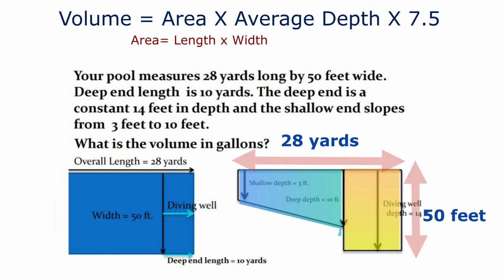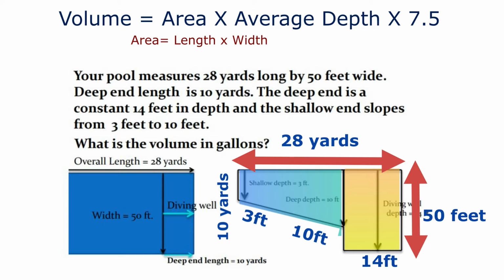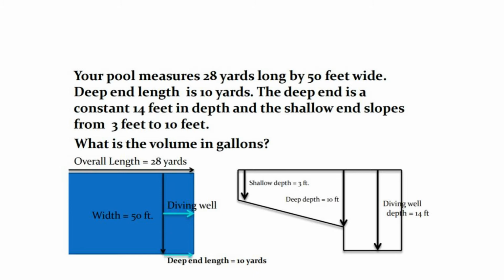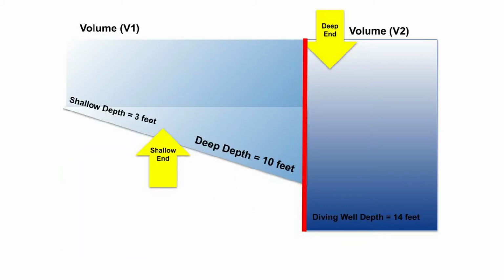Your pool measures 28 yards long by 50 feet wide. The deep end length is 10 yards. The deep end is a constant depth of 14 feet, and the shallow end slopes from 3 to 10 feet. What is the volume in gallons? As we said earlier, we need to convert and split this pool into two pieces based on the depth ranges. So we're going to split the pool into the shallow end and the deep end, and we're going to cut it right through right here.